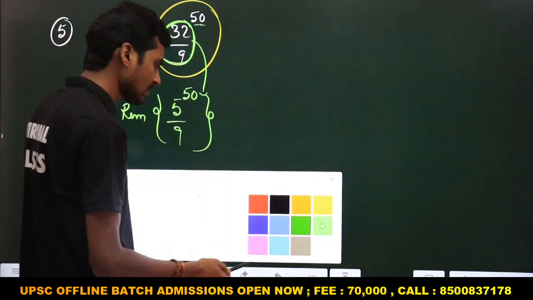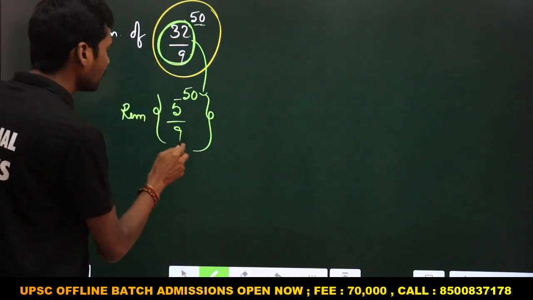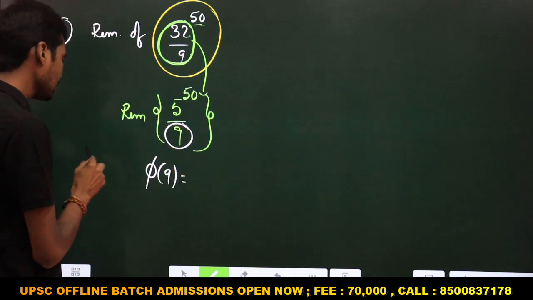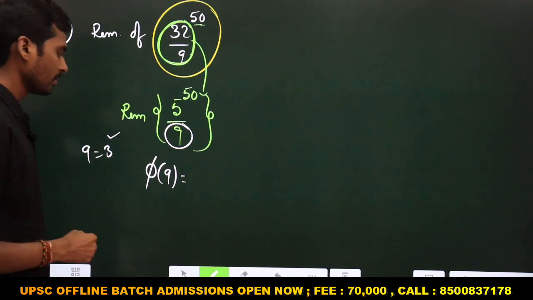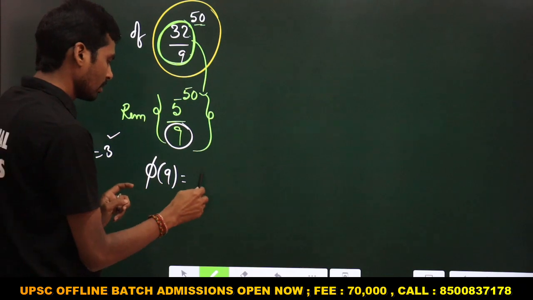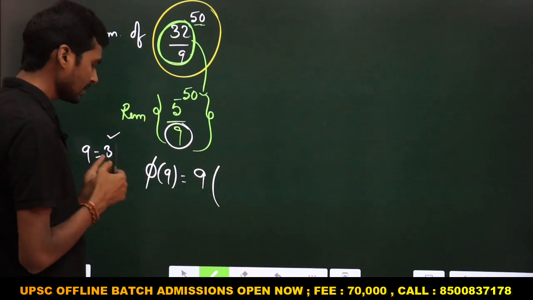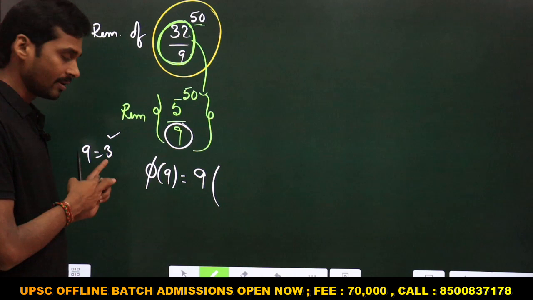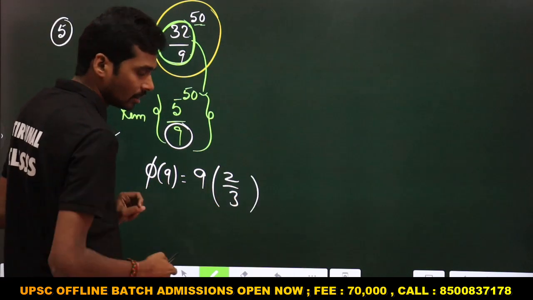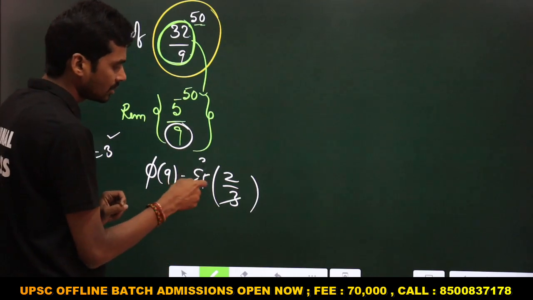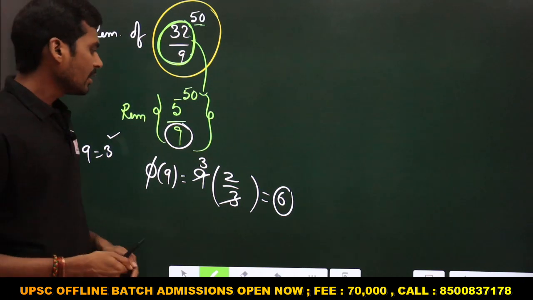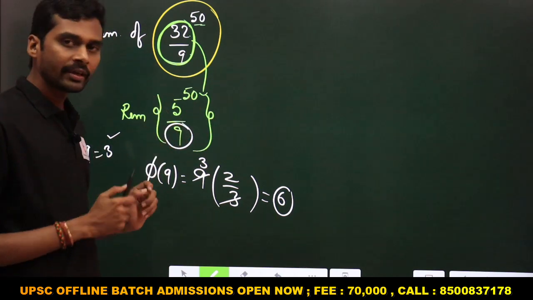So as usual, the first thing is to take the totient. I have to find the totient of 9. So 9 is not a prime number, so immediately write it as a product of prime numbers. Now 9 into 1 minus 1 by that prime number. So 1 minus 1 by 3 is 2 by 3. Now 3 3s are 9, and 3 into 2 is 6. So the totient is 6.